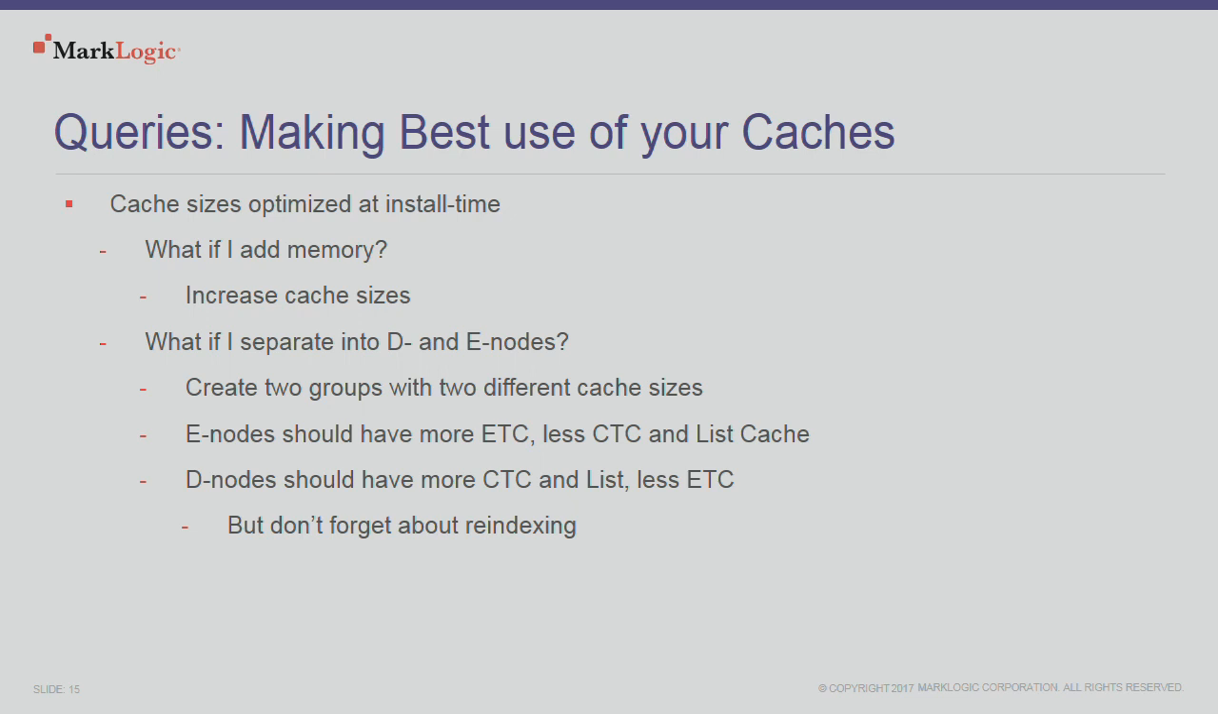If you are separating E and D nodes, then again, you want to look at your cache sizes. Your compressed tree cache should be bigger on D nodes, and your expanded tree cache should be bigger on E nodes. However, don't forget about reindexing. When you reindex, you're going to need to use some of that expanded tree cache on your D nodes, so you don't want to set it to nothing.